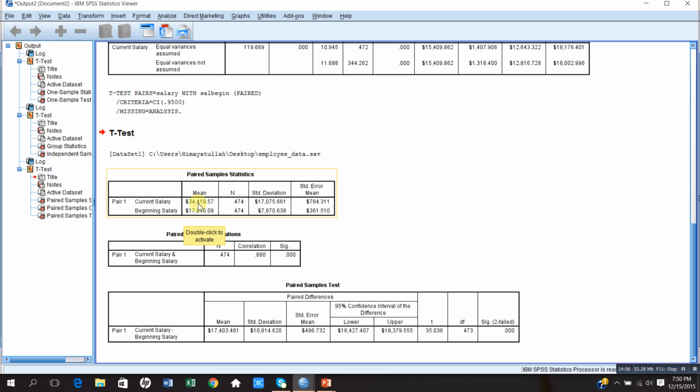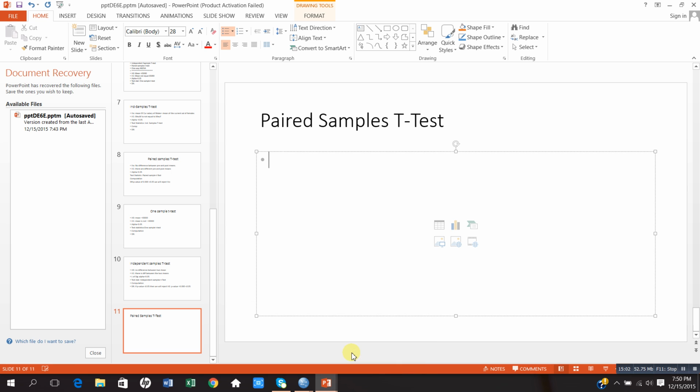So in this case, we will reject the null hypothesis because our observed p-value is less than 5%.